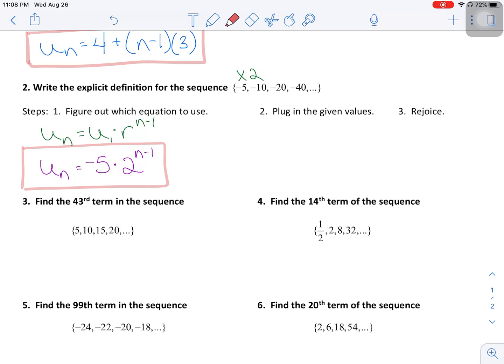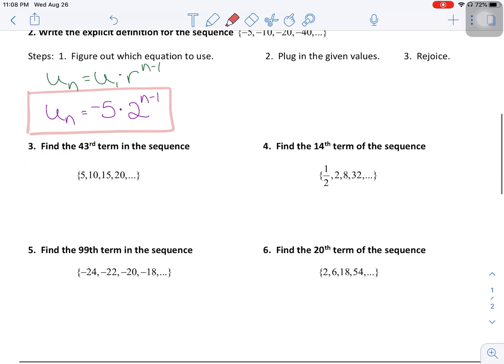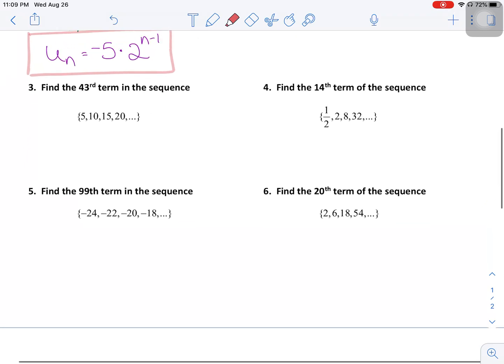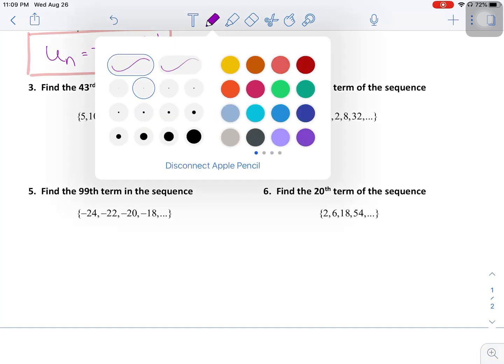So now that we know how to write these explicit definitions, we're going to put a little practice in place. We've got 3, 4, 5, and 6 asking for specific terms in a sequence. So let's do a little practice here.